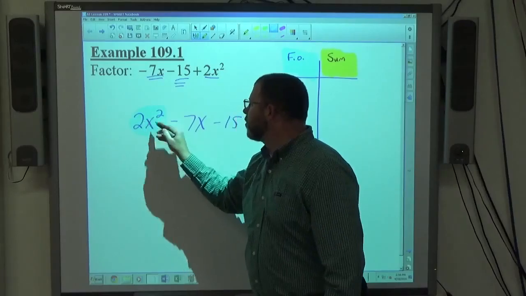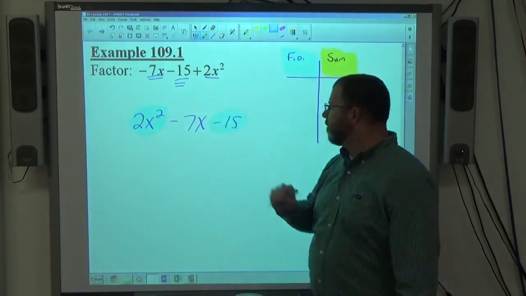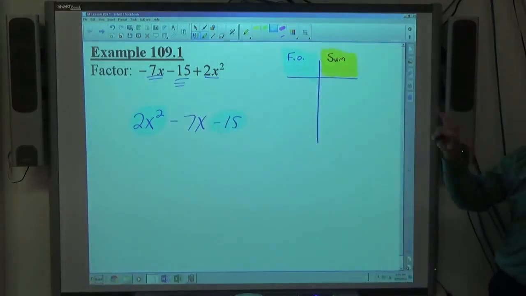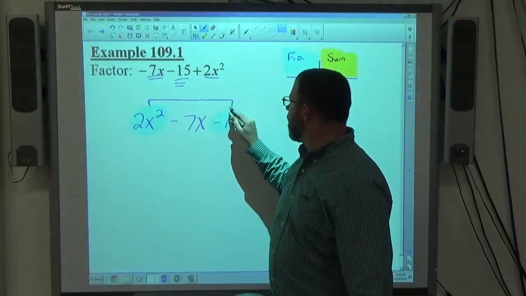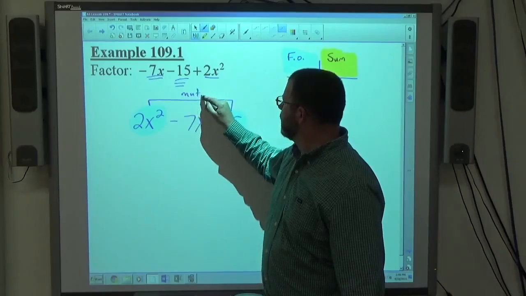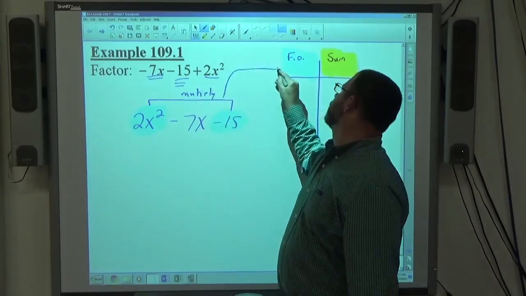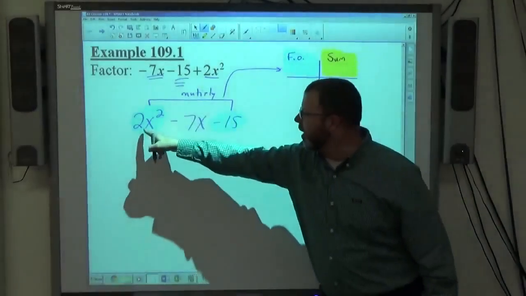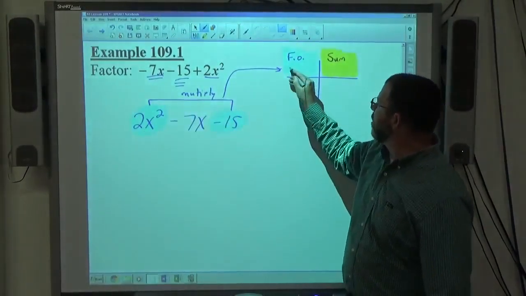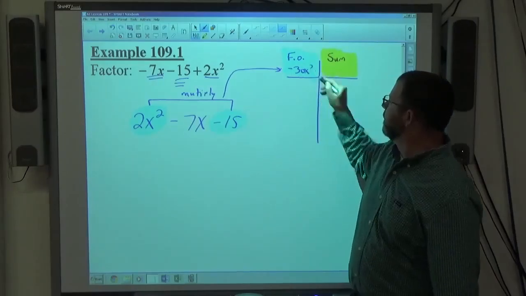What I'm going to do is multiply the first and last objects together to get the number that goes right here. So these two things, whatever they are, are going to multiply together in order to get what goes right there. Sign included. So I'm doing a positive 2x squared multiplied by a negative 15. That gets me negative 30x squared.